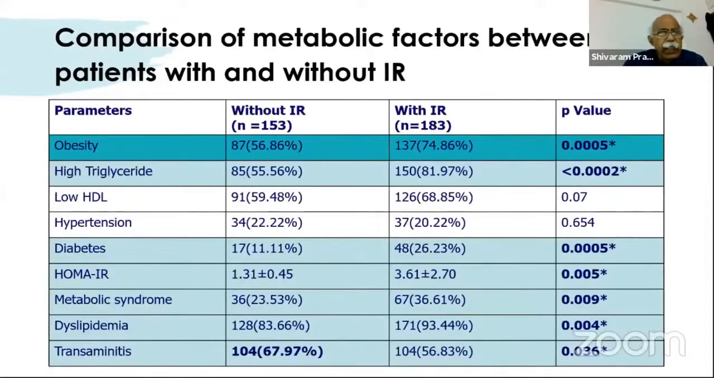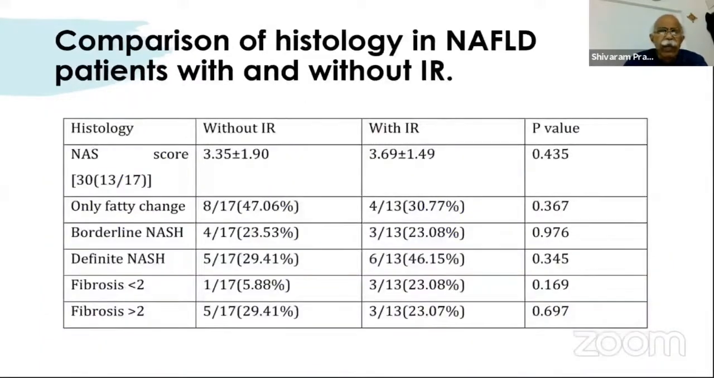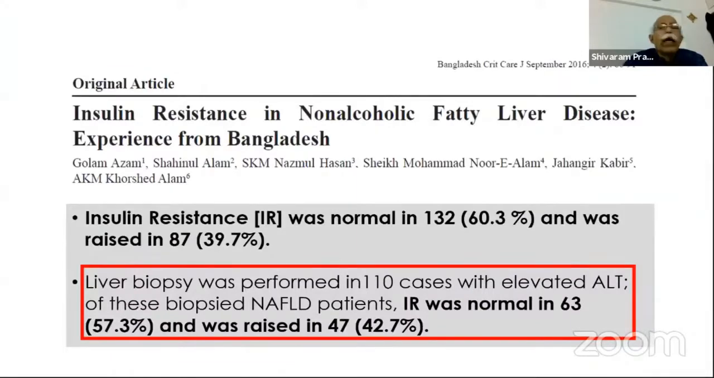But then we were thinking, is this peculiar to my region only? In this paper we published, we compared people without insulin resistance with people with insulin resistance. Almost equal numbers, and surprisingly, transaminitis was greater in patients without insulin resistance, but fibrosis scores were similar. Within 3 to 4 years of our publication, we had this paper from Bangladesh, which said that two thirds of the patients did not have insulin resistance measured by HOMA. So in this region, that is South Asia, our NAFL patients are different.